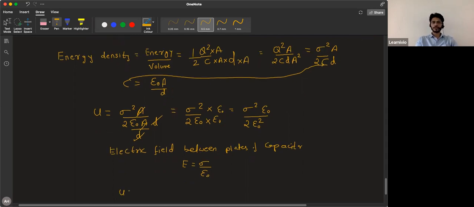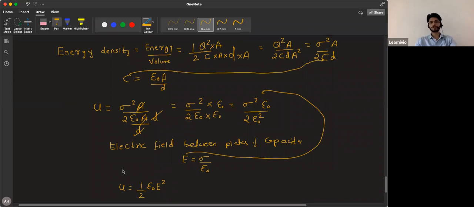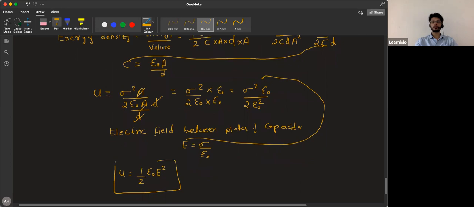So you can say that energy density is half epsilon naught into E square. I am substituting this E here. Instead of sigma by epsilon naught, I'm writing E square. Is it clear? Anshika? Munib? Is this substitution clear? Yes. So this is the expression of energy density, half epsilon naught E square.